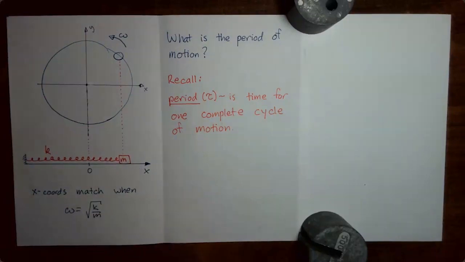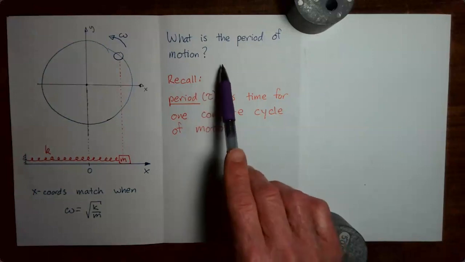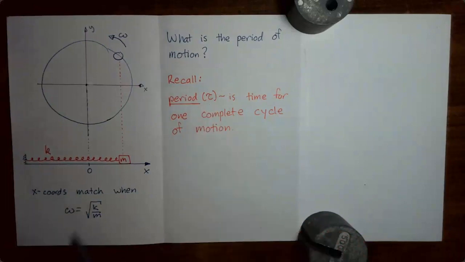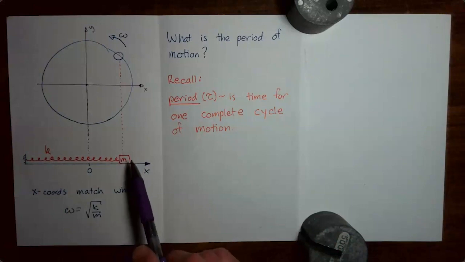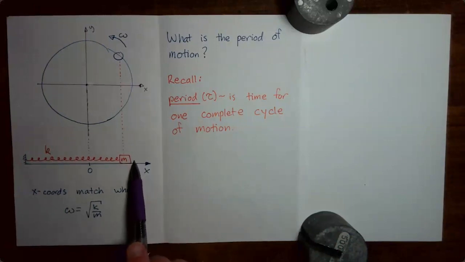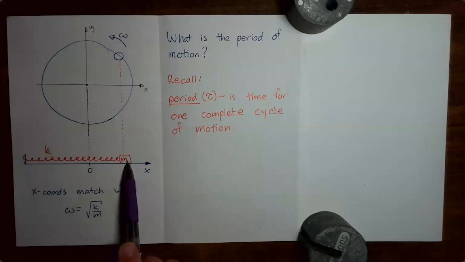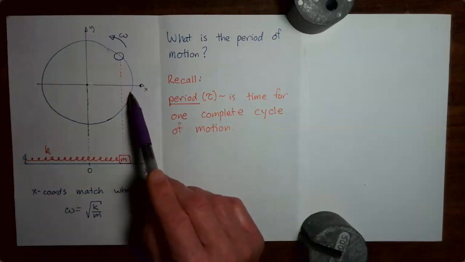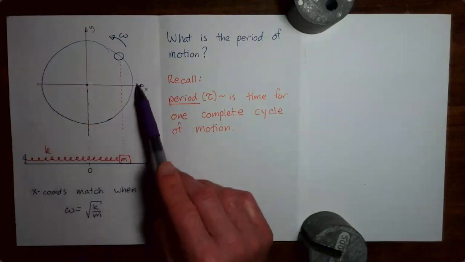In this video, we're going to try and get a little bit more information out of this analogy. In particular, we're going to ask, what is the period of motion for the mass attached to the end of the spring? Recall that period refers to the time needed for one complete cycle of motion. So for the mass on the spring, the period of motion would be the time needed to start over here, then go all the way to the left and all the way back to the right. The time needed for that would be one period. And for the circling mass, the period would be the time needed to complete one circle.